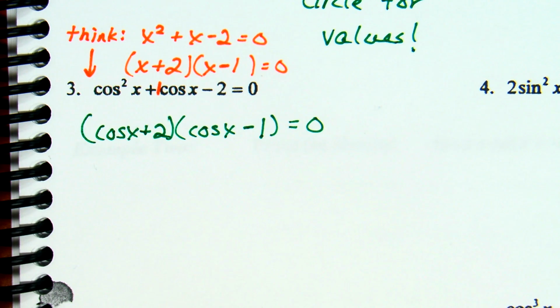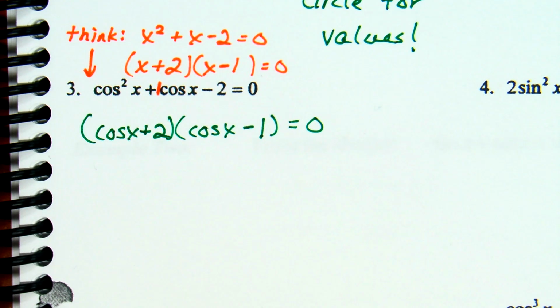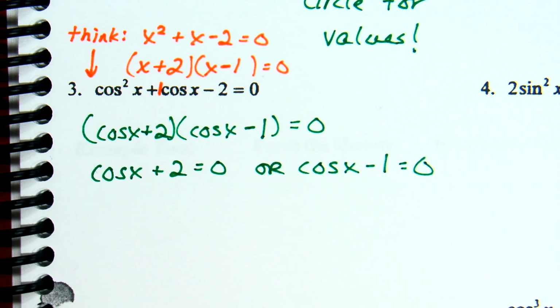Because basically, what did I do? These x's became cosine x's. I have 2 factors multiplying to equal 0. So we're going to set each one equal to 0. So I'm going to say cosine x plus 2 equals 0, or cosine x minus 1 equals 0.